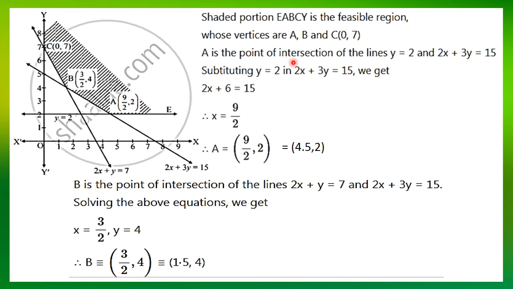Here A is the point of intersection of the lines y = 2 and 2x + 3y = 15. So we will substitute y = 2 in the equation. We will get x = 9/2 or 4.5. So A is the point (4.5, 2). B is the point of intersection of the lines 2x + y = 7 and 2x + 3y = 15. After solving this, we will get x = 3/2 and y = 4. So B is the point (1.5, 4).